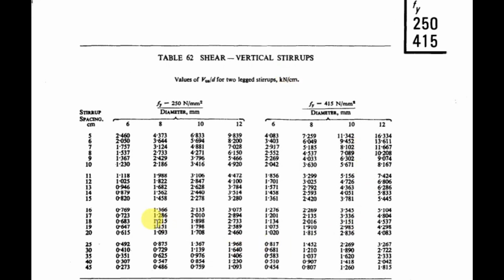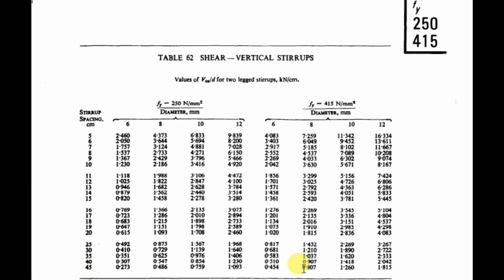First let me explain this table. Here two grades of steel are provided. We are using 415 Newton per mm squared, so we have to use this chart, and we are taking the minimum diameter of bar as 8 mm. We have the value of Vus by d as 0.205 kilonewton per centimeter, so according to that value we need to find out the stirrup spacing.